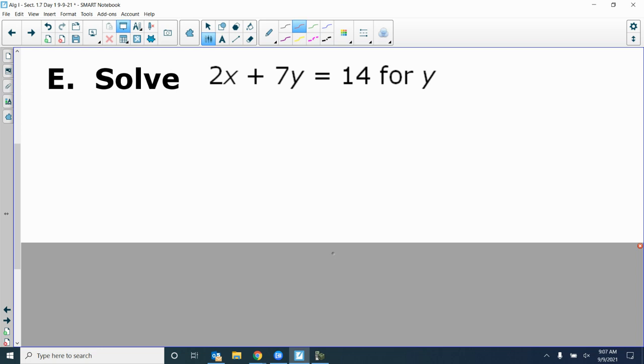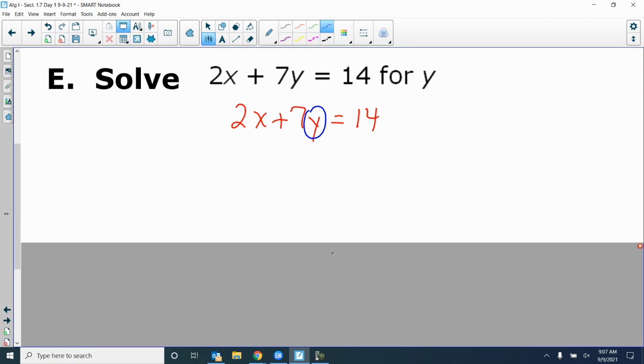Son of a nutcracker. Solve for what? What? 2x plus 7y equals 14. That's what I want to solve for. Guys, would it do any good to subtract 7x? Or excuse me, 7y, put it over here? No. What do I need to get rid of first?